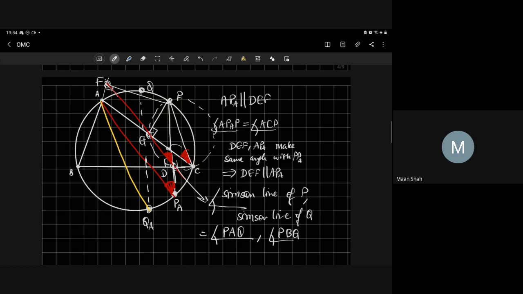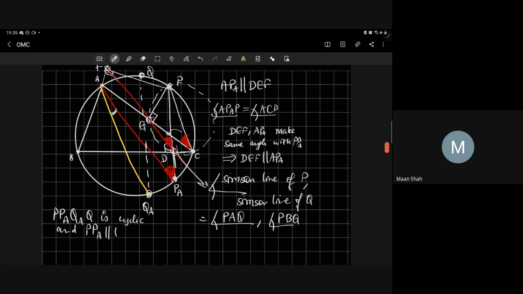So the angle between the red and the yellow line is actually very easy to evaluate because QQA and PPA are perpendicular to BC, correct? So they must be parallel. I mean, sorry, PQ and PAQA must be equal. So let me write that down. PPAQA Q is cyclic and PPA is parallel to QQA. So that means that quadrilateral is an isosceles trapezoid. Correct?